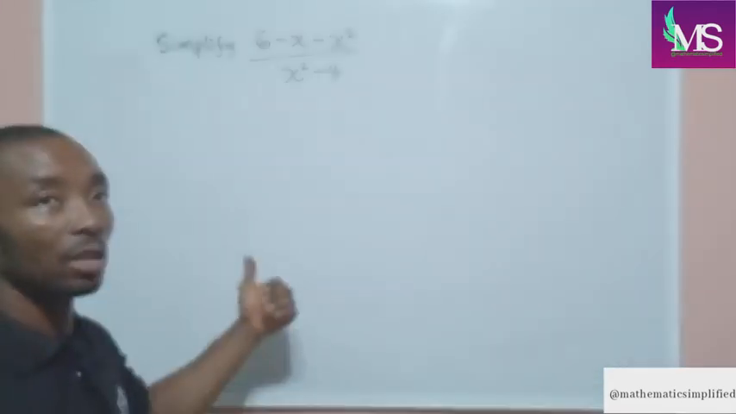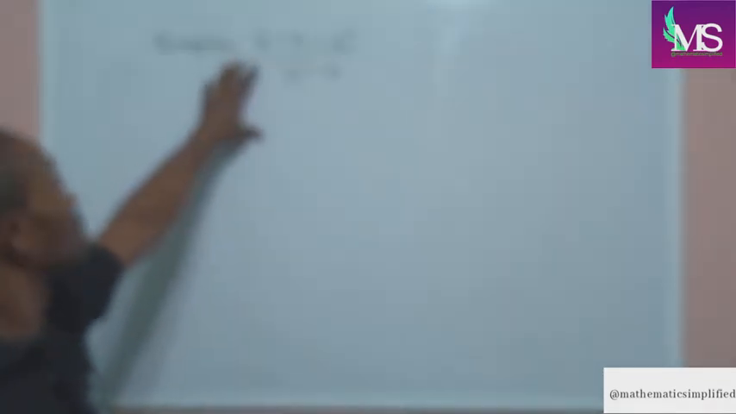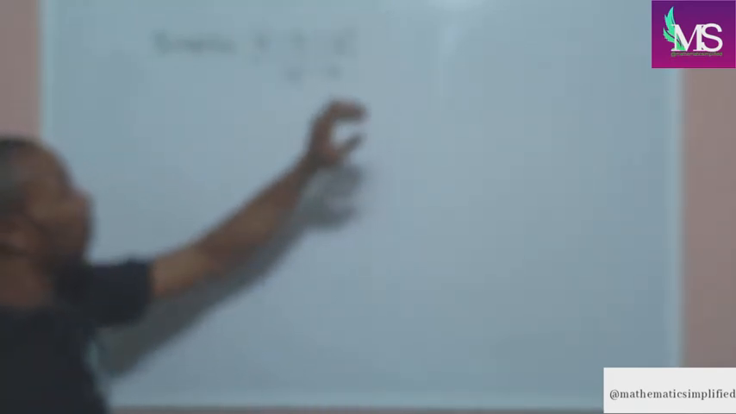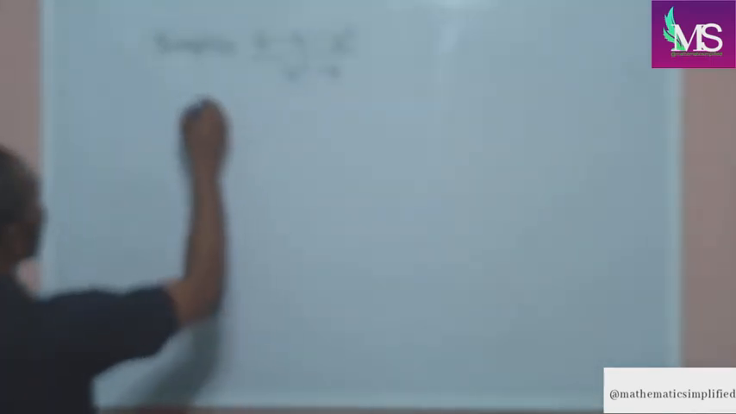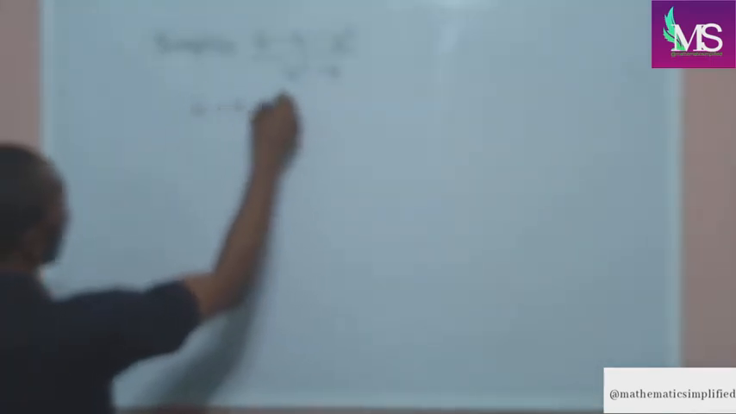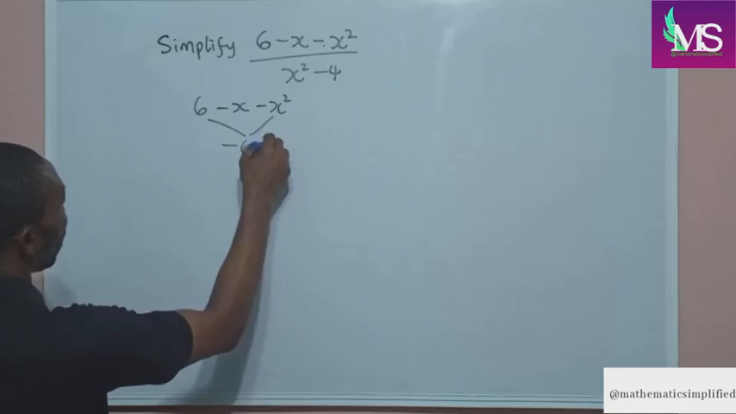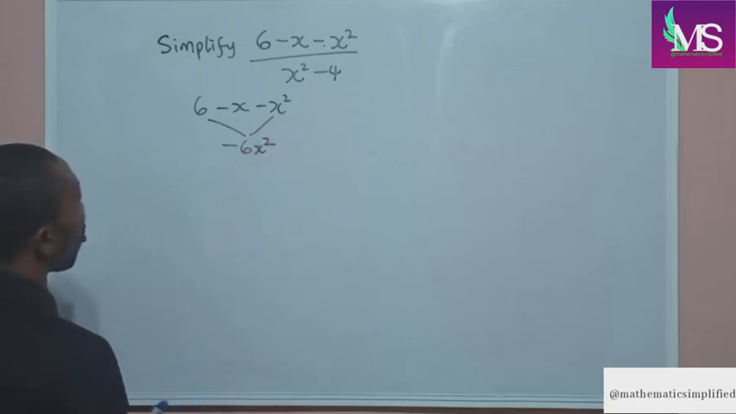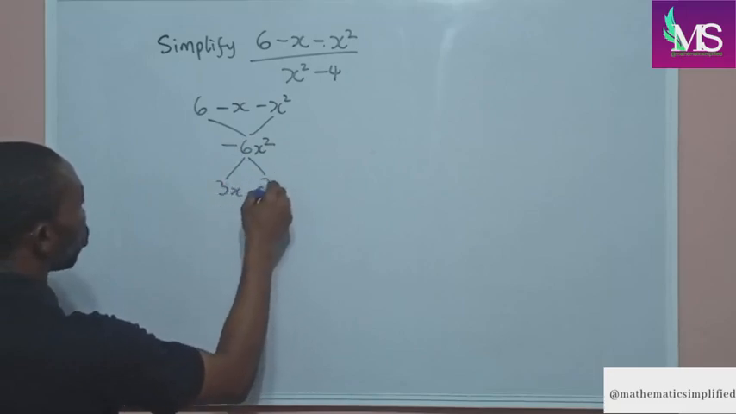Now, getting back into our question. To simplify this, we'll first of all have to factorize the numerator and factorize our denominator. Now, in factorizing our numerator, we have 6 minus x squared. So let's factorize this to give us minus 6x squared. Okay? So the factors here will become 3x and 2x.